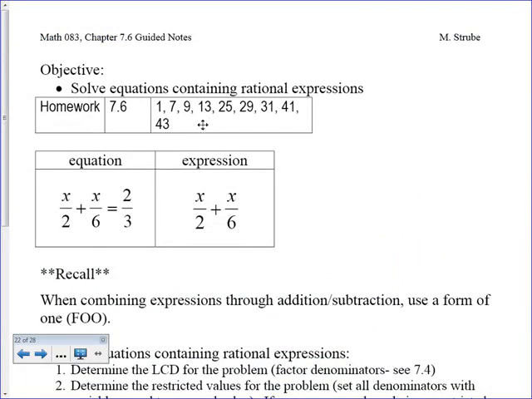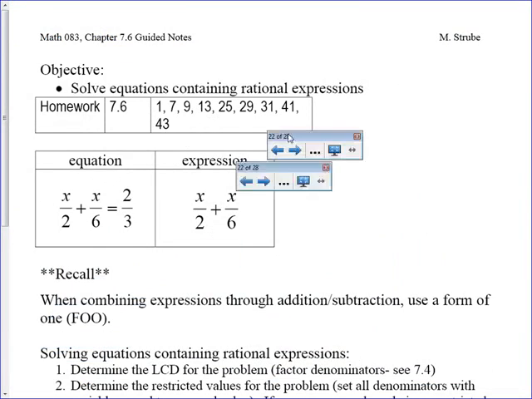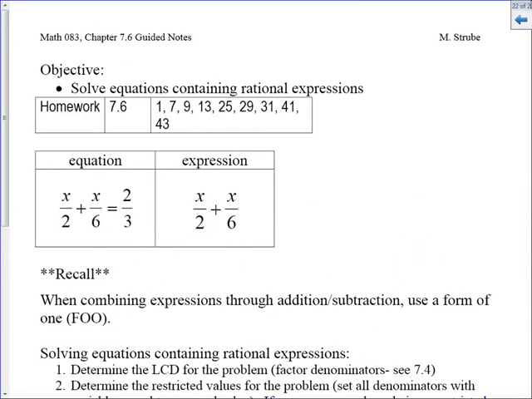But what we're going to do today in 7.6 is we're going to solve rational equations, and then Friday we're going to apply this. And in math, that's a fancy way to say word problems. So we're going to put this into word problems.